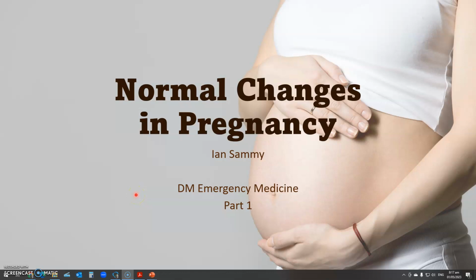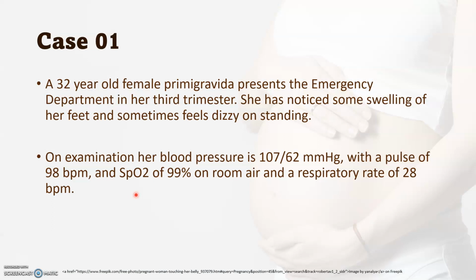In this session, we'll talk about the normal changes in pregnancy. As usual, we start with a case. A 32-year-old female primary gravida presents to the emergency department in her third trimester. She has noticed some swelling of her feet and sometimes feels dizzy on standing. On examination, her blood pressure is 107/62 with a pulse of 98 beats per minute and an SpO2 of 99% on room air. Her respiratory rate is 28 breaths per minute.